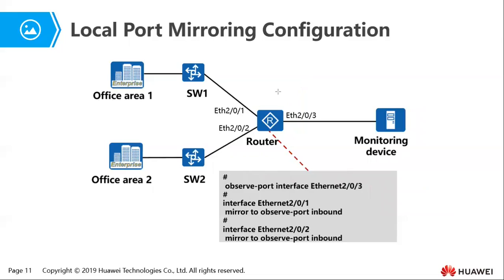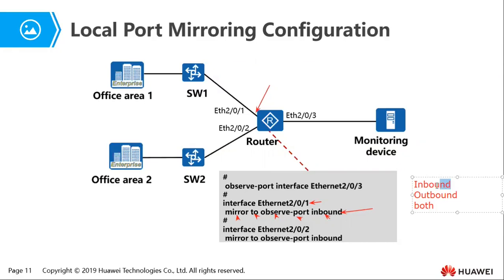Now, the next thing you have to do is configure this guy as a mirrored port. This is the command. You go into that interface, then use the command mirror space observe-port. Then you select, for example, inbound. We have three options. We have inbound, we have outbound, and we have both. At this particular point, you can use inbound, outbound, or both.